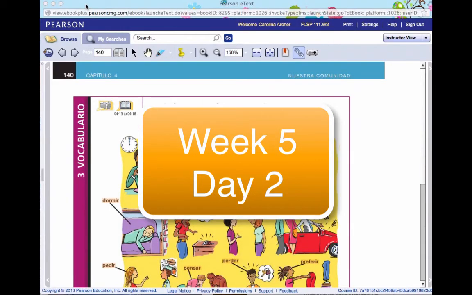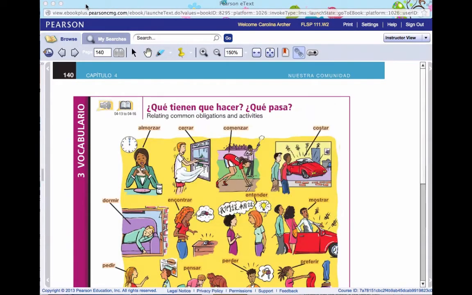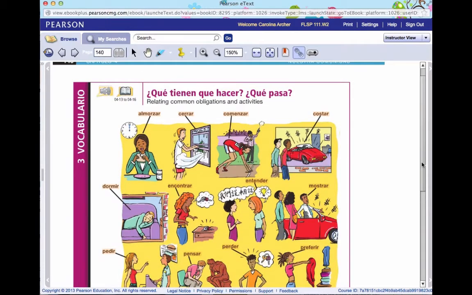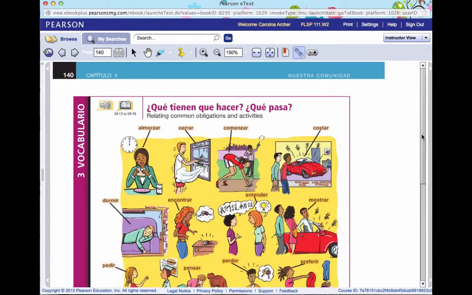Y continuamos con el capítulo 4, okay? Okay, so yesterday we looked at some vocabulary about the different places around town. Okay, so today we are going to look at more verbs, learn more verbs that refer to different activities and that we can use with the expression tener que plus an infinitive.